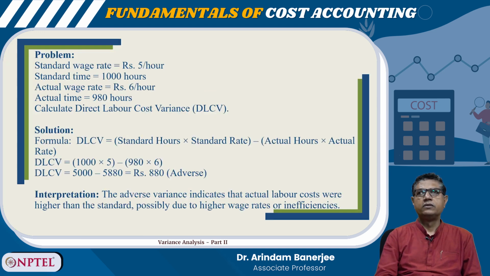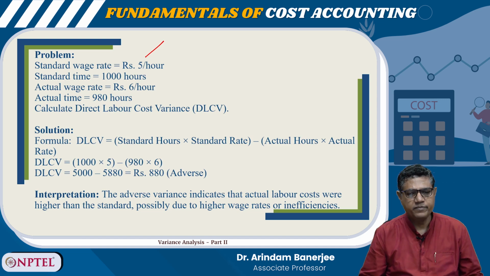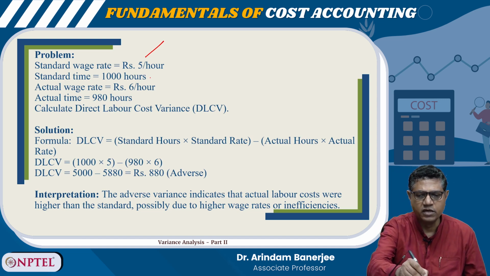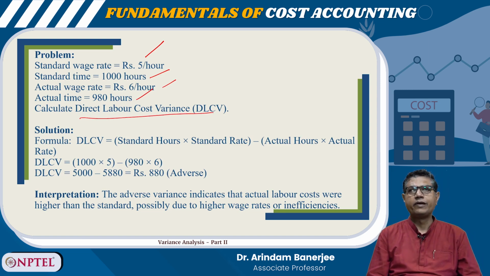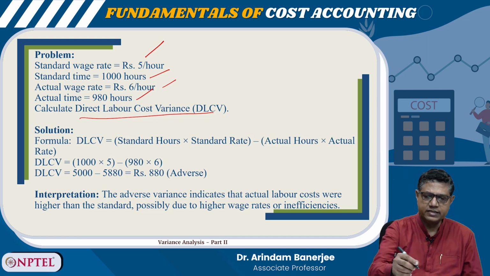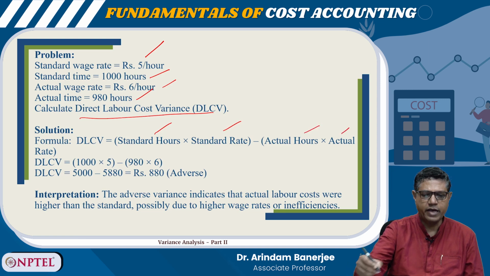Here is an example. Suppose the standard wage rate is given as 5 per hour, standard time 1000 hours, actual wage rate 6 per hour, actual time 980 hours. Calculate the direct labor cost variance. We know the formula is standard hours into standard rate minus actual hours into actual rate.